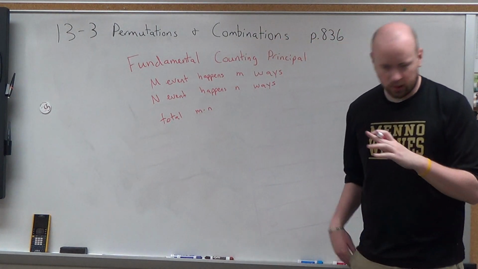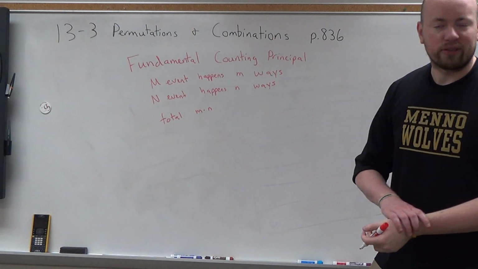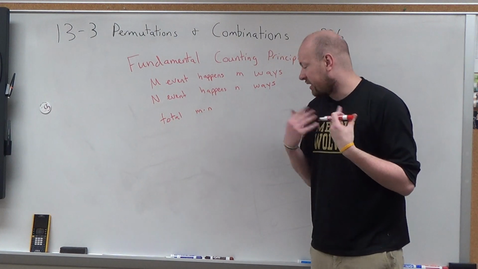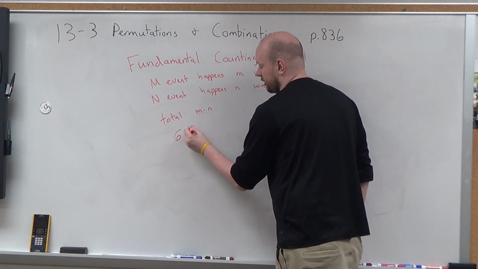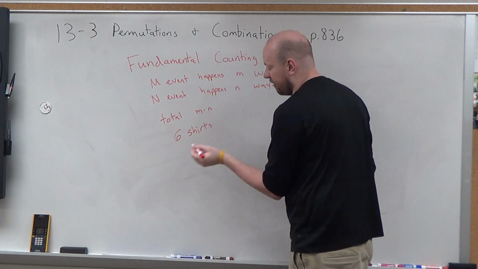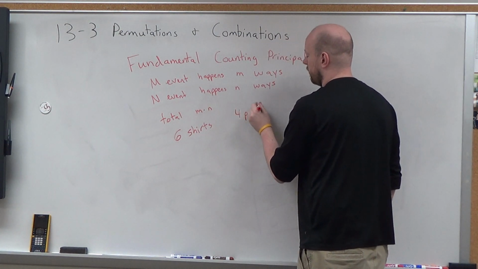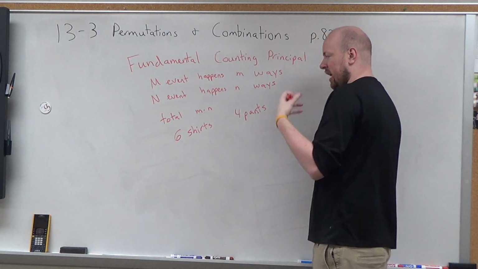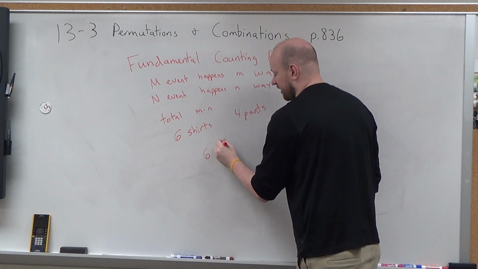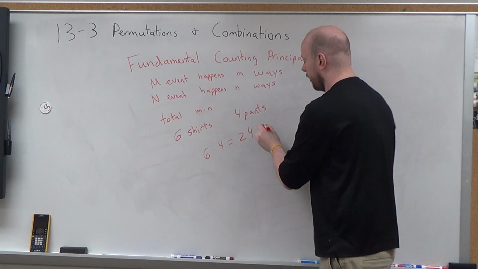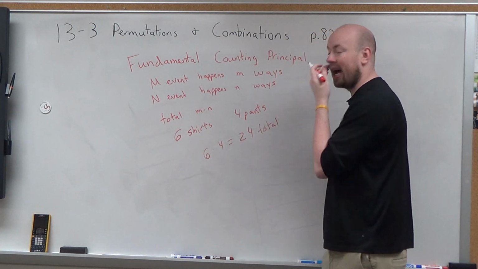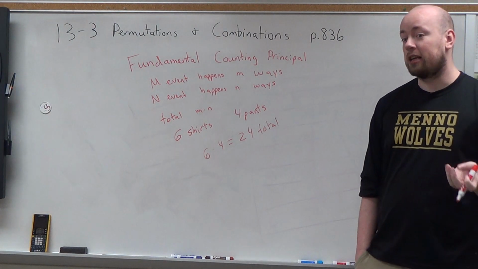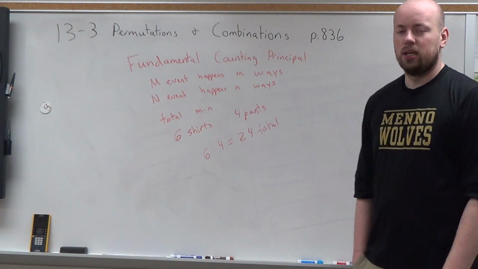So for example, again, we all know that I don't have the greatest fashion, just an example. Let's say that I had 6 shirts, so I have 6 shirts I could pick from, and I had 4 pants. I have an M event, and I have an N event. And the total number of outfits I could make is 6 times 4, so I can get 24 total. Those are all the different combinations I could do. Now, I totally get that sometimes my tops can affect my bottoms, but we'll just pretend.